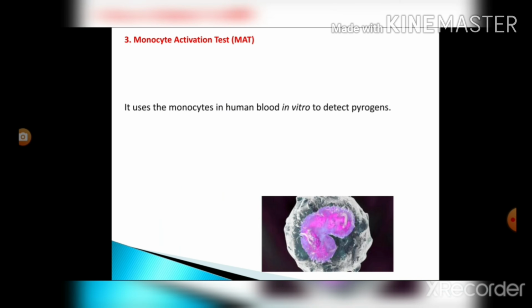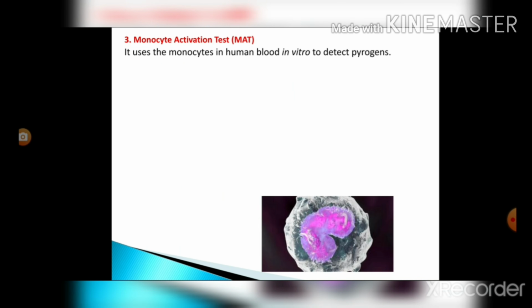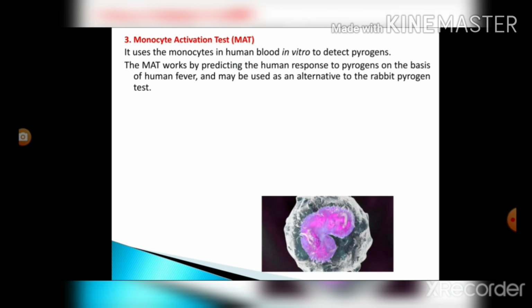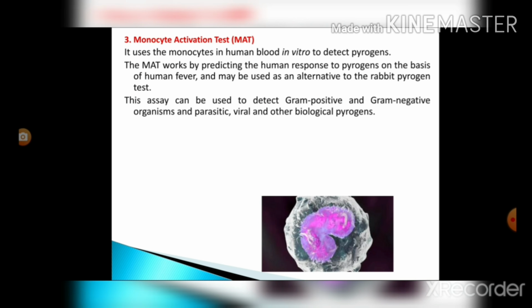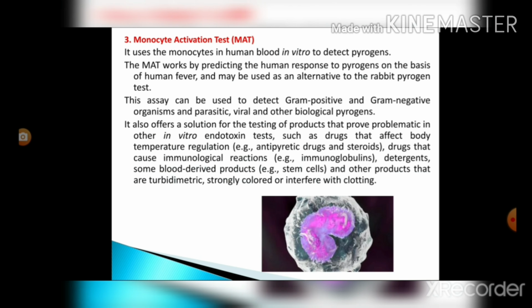from a standard curve. Okay. The next method is the monocyte activation test, that is MAT. It uses the monocytes in human blood in vitro to detect pyrogens. The MAT works by predicting the human response to pyrogens on the basis of human fever and may be used as an alternative to the rabbit pyrogen test. This assay can be used to detect gram-positive, gram-negative organisms and parasitic, viral and other biological pyrogens.